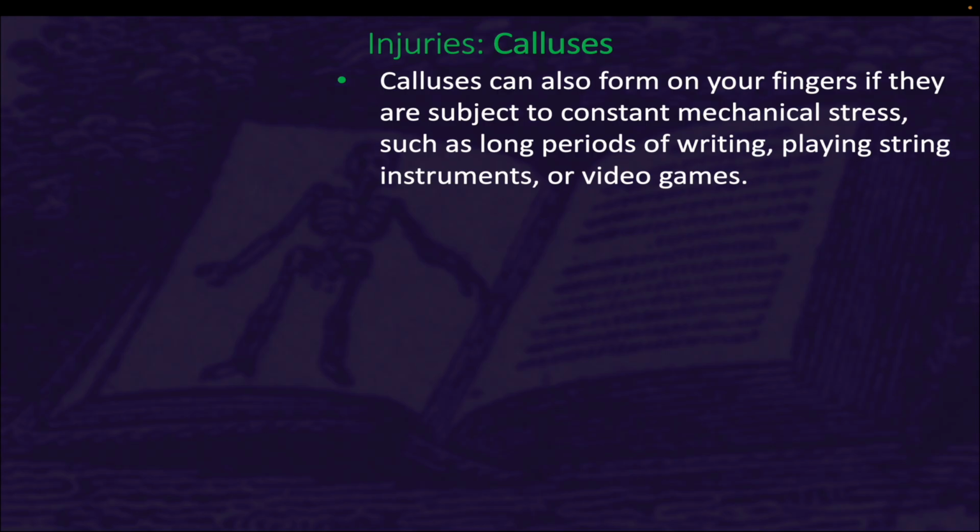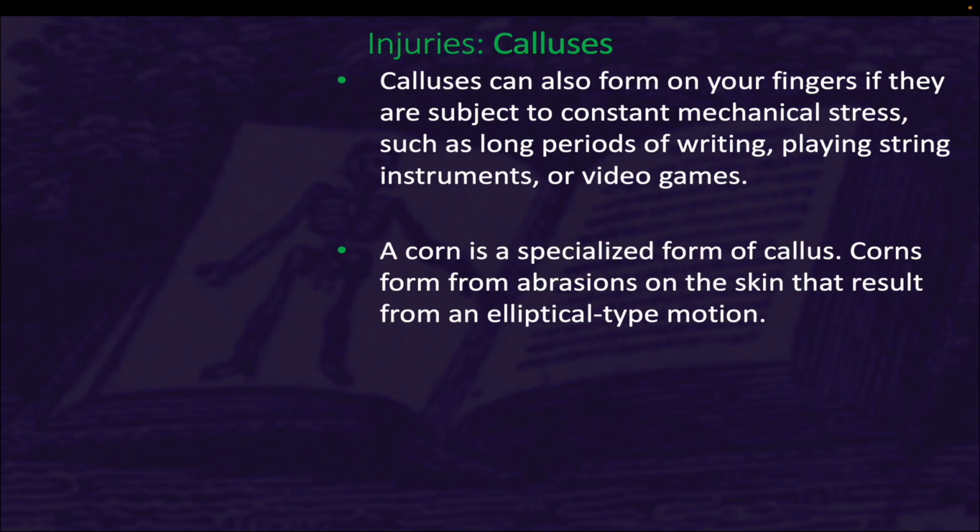Calluses can also form on your fingertips if they are subject to constant mechanical stress, such as long periods of writing, playing string instruments, or video games. A corn is a specialized form of callus. Corns form from abrasions on the skin that result from an elliptical type motion.